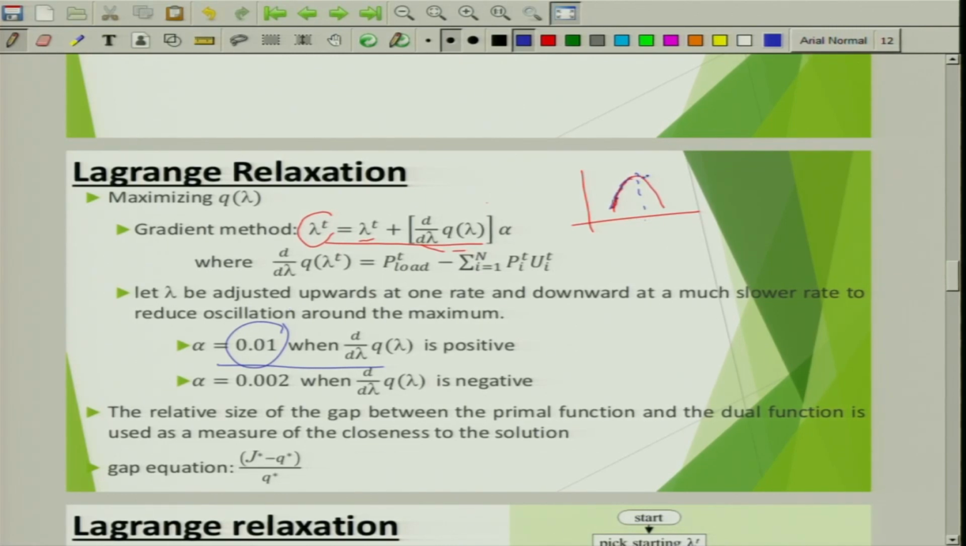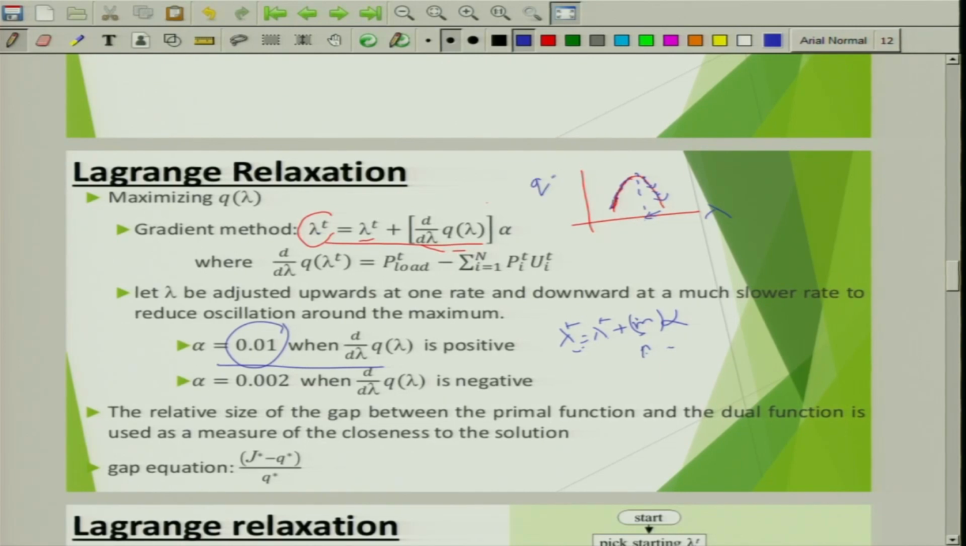If you are going on a negative slope, right, that indicates that you need to come back. Negative slope means d by d lambda of q lambda is negative. So that means with respect to the previous lambda you are decreasing the lambda now, that means you are going in the opposite direction. So for every lambda you are operating, lambda t plus the slope, I will just consider the slope as m, into alpha. If the slope is positive, and alpha is also a positive number, then the next iteration lambda will be higher than the previous iteration lambda because you are adding it. So that means you are increasing the lambda.